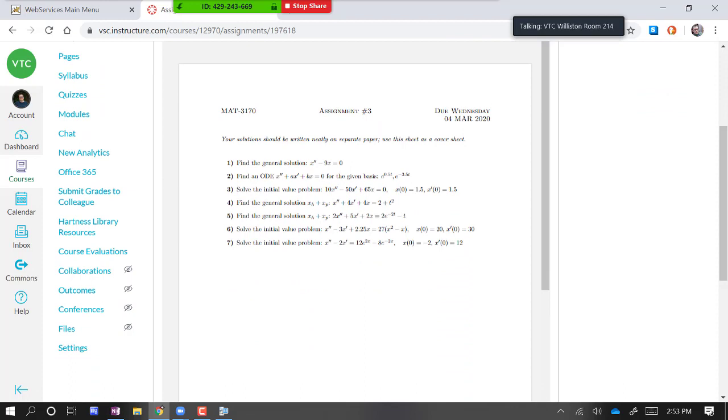So for that one, hold on, I'm just going to grab a pen and write down a note here. So it's x double prime plus 4x prime plus 4x equals 2 plus t squared. Okay.